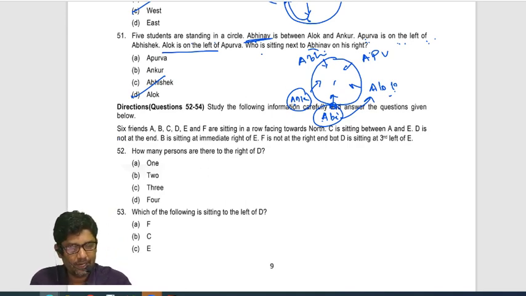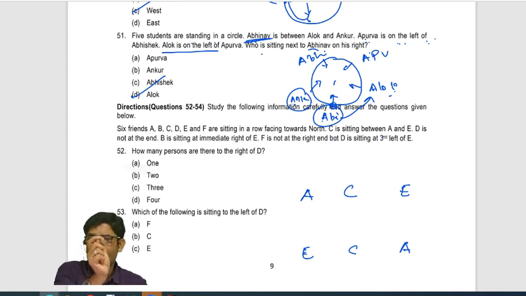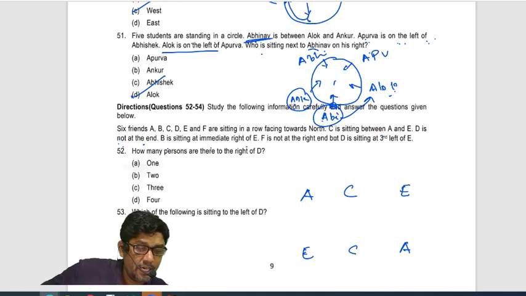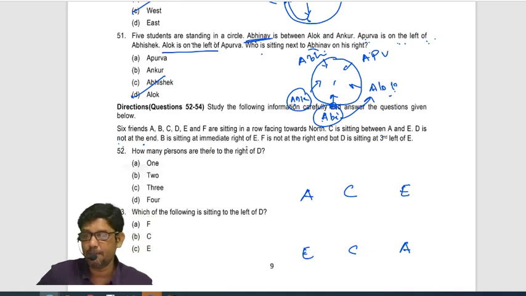C is sitting between A and E. Are there 2 possibilities, my dear? Okay. Always give gap in between so that in between anyone can come. Next. D is not at the end. So, D is at the middle. I don't know where. B is sitting immediate right of E.